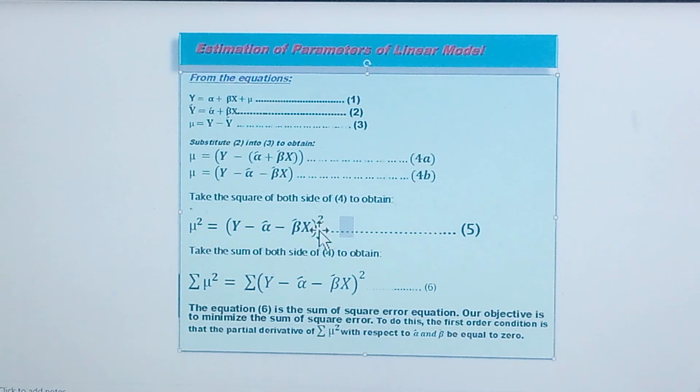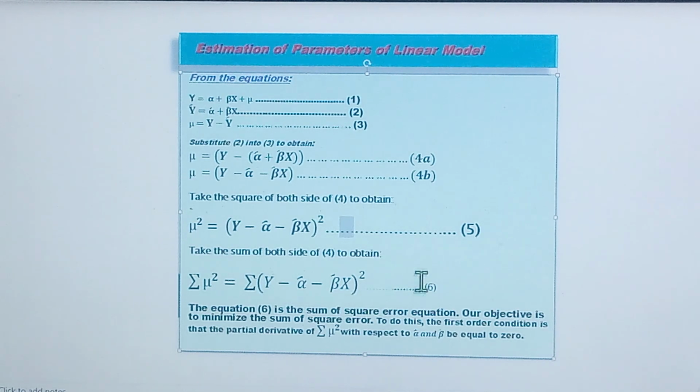This is very simple, just to take the square of both sides. Then we now take the sum of both sides of equation 5. Sorry, not both sides of 4, it should be both sides of equation 5. So that means we're going to attach the summation to each side of the equation. So we have summation mu square equals summation y minus.